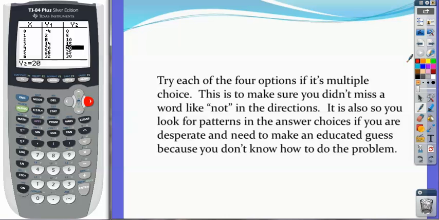So try each of the 4 options if it's multiple choice. You guys need to learn what multiple choice means. Go ahead and play with those. This is to make sure that I didn't miss a word like "not" in the directions. It's also to make sure that you look for patterns in the answer choices. So if you're desperate and you need to make an educated guess, which I don't recommend, at least you have some information to go off of.